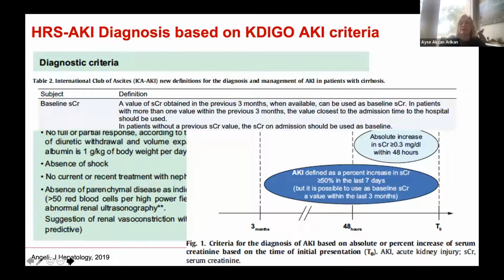So this is how baseline serum creatinine is defined. The serum creatinine obtained in the previous 3 months, and if that's not available, the lowest one, the value closest to admission. And if that is not available, the serum creatinine on admission should be used as baseline. What are they trying to say here? They're saying the patient's normal serum creatinine is likely way lower than the lower limit of the normal window that your laboratory is reporting.